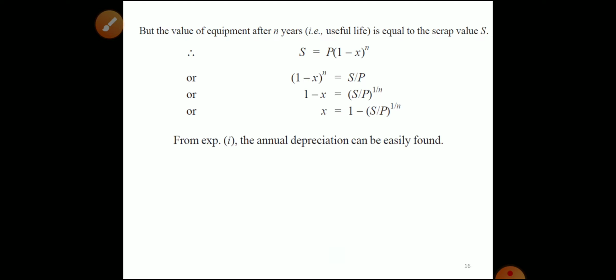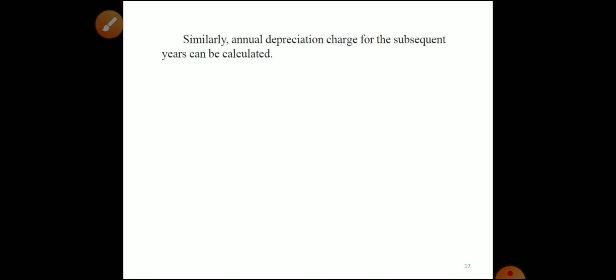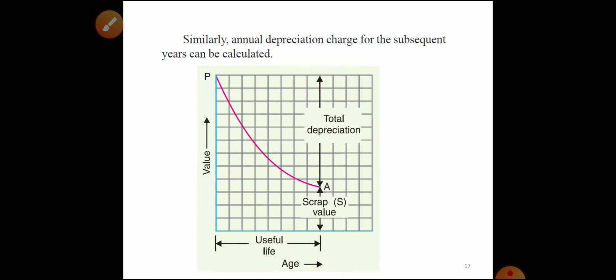From the above expression, the annual depreciation can easily be found. Thus, depreciation to be made for the first year is given by x times P, where x is replaced by the above term. So this is the final expression for the depreciation for the first year. Similarly, annual depreciation charge for the subsequent years can be calculated, and the graph between P, the initial cost of the equipment, versus the useful life for the diminishing value method will look like this.